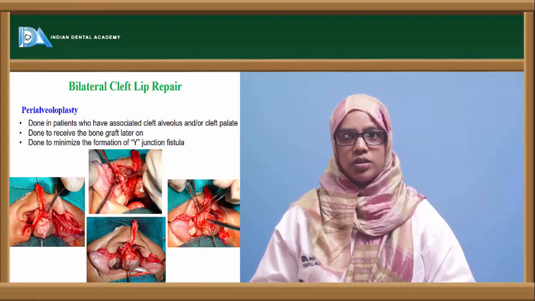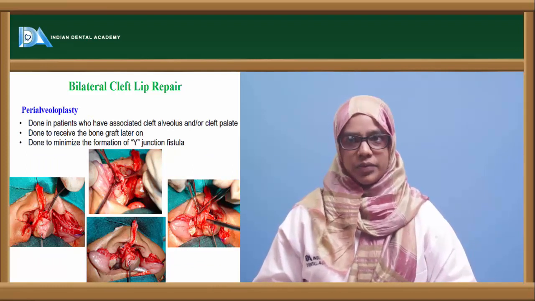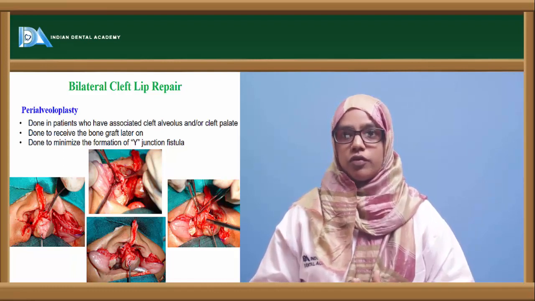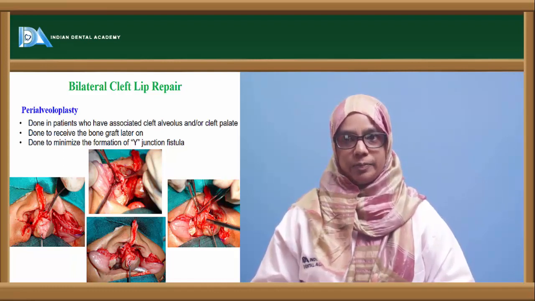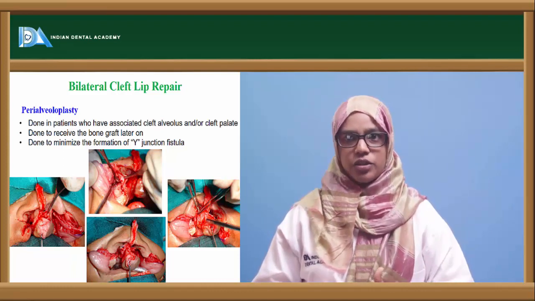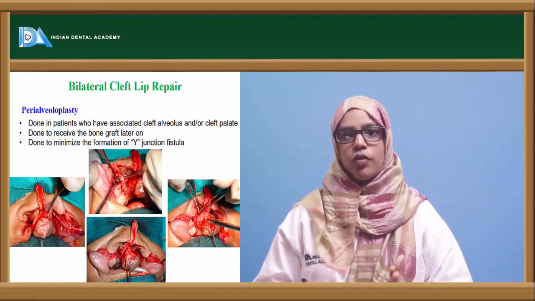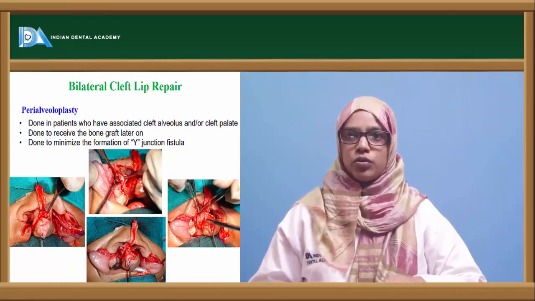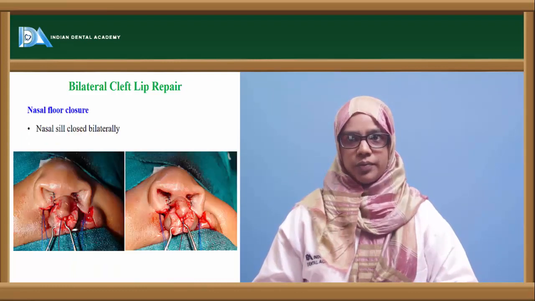After doing this, you will do perialveoloplasty. It is done to prevent the V-shaped junctional fistula that occurs in cleft palate. You have done facial mask elevation. From the facial mask elevation, some amount of mucosa from the alveolar part you will try to reflect on the palatal side. And you will try to suture this with the nasal mucosa.